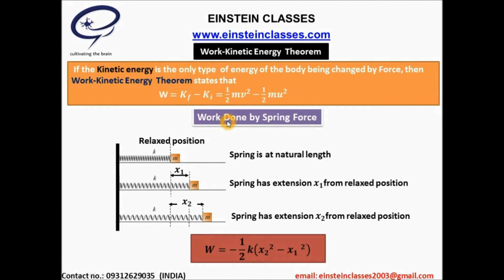Now we are going to revise the concept of work done by the spring force, which was discussed in the previous session. The work done by the spring force, if the spring is extended from the position x1 to position x2, will be given by minus half k (x2 square minus x1 square).